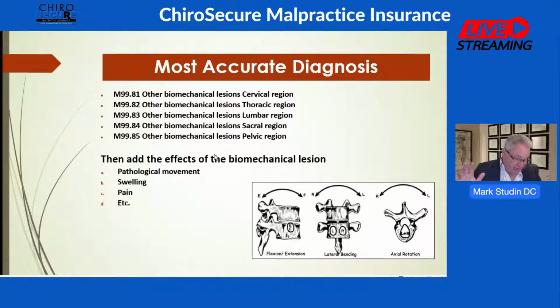And by the way, you have to use subluxation for Medicare. I get that. But in non-Medicare cases, I would morph over to biomechanical lesions. I wouldn't use any other diagnosis. For me, after 41 years in the game, I would start here, and then I would go on to the effect of the lesion. And by the way, I'd stay away from pain. Pain is what we call throwaway code.